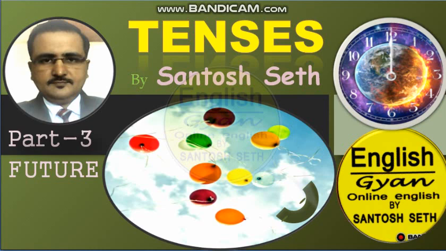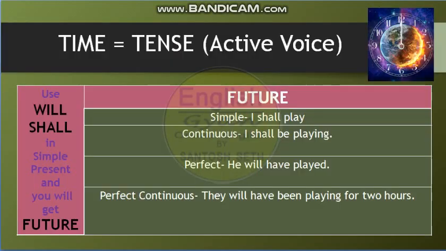Today I am here with future tense. We have already done present and past, and just by using will or shall with the simple present tense, we can make future. Can you see the examples here?